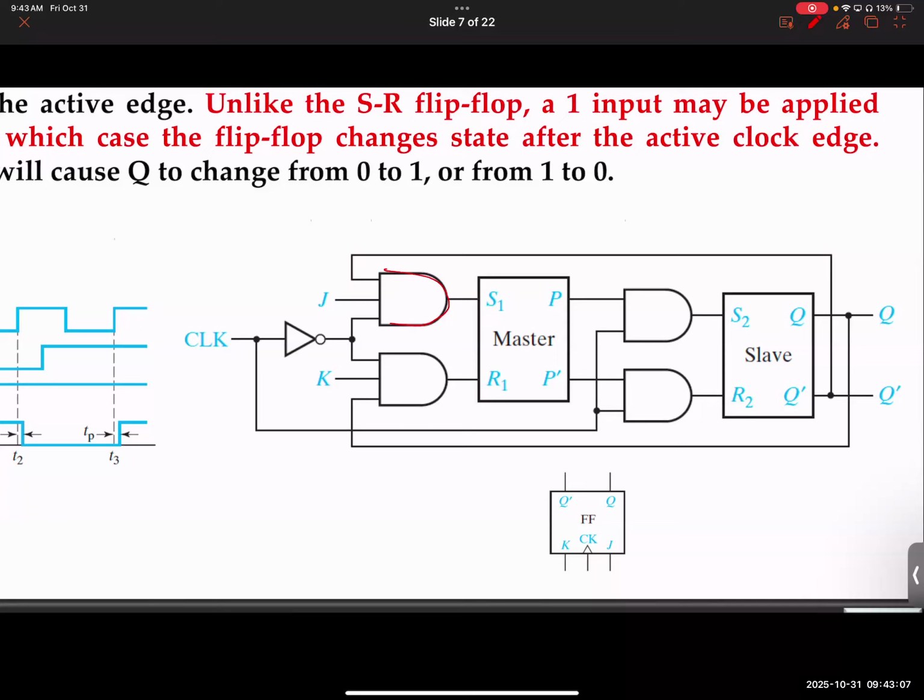You see my progress here? It's not like we all of a sudden wake up and see how you design a JK flip-flop. There are logic and many months or years of effort and thinking that went behind the discovery and invention of these designs. We are just getting it from slide to slide, that's all.